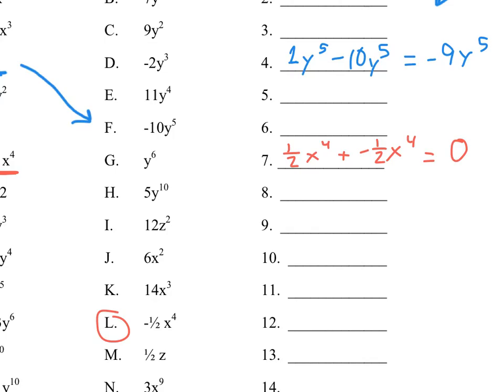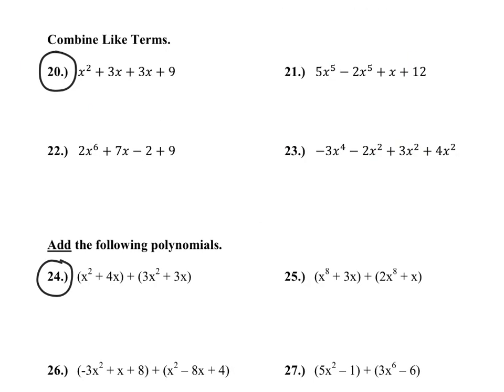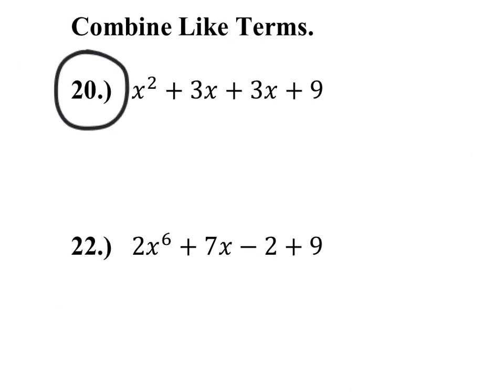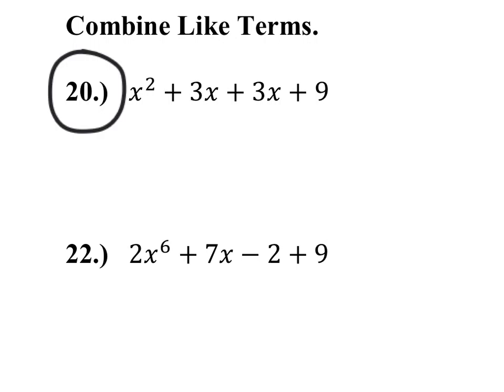Alright, let's go to the back page. Now we want to combine like terms. So again, we can only combine terms that have the same variable and the same exponent on the variable. So we have an x squared term, we have a 3x term, we have a 3x term, and we have a 9 term. The x squared term is the only one of its kind. There are no other x squared terms, so that has to stay by itself.